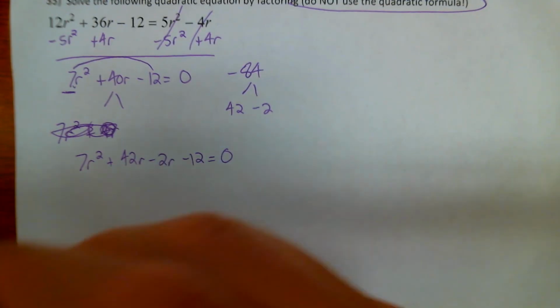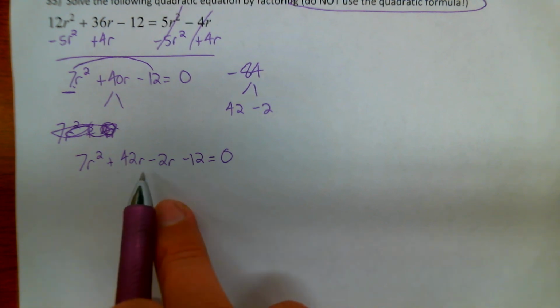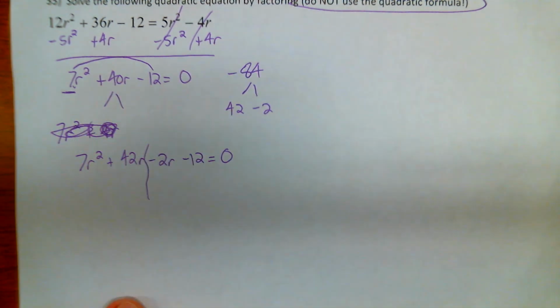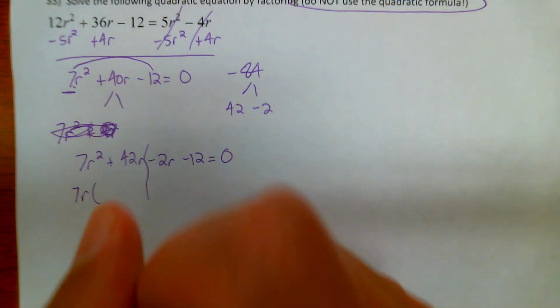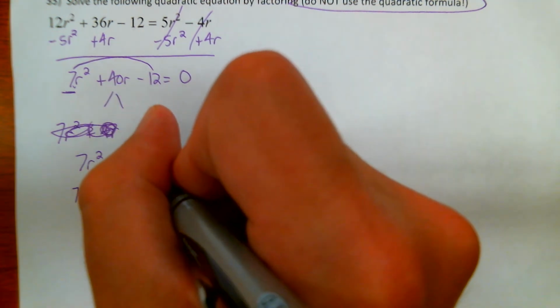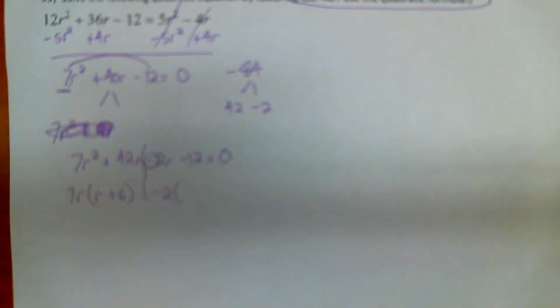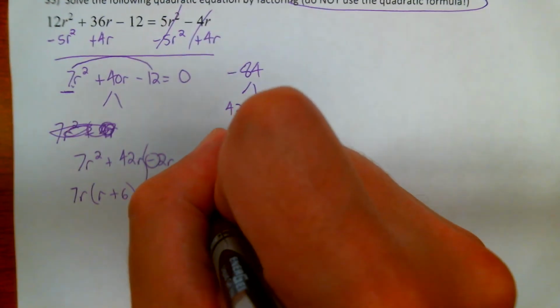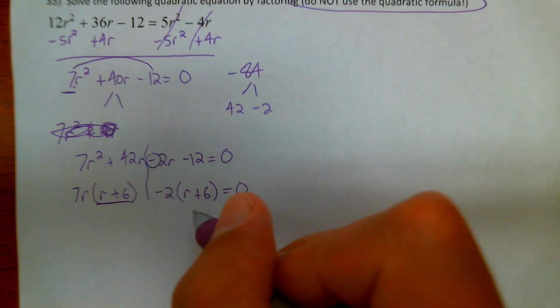Okay. Now I just split 40 into 42 minus 2. It's still 40. But now I can draw my curtain and I can factor by grouping. On the left hand side, my GCF is 7r. That's going to leave me with r plus 6. Over here, see that negative right there, guys? You got to pull out that negative. I'm going to factor out a negative 2. That will also leave me with r plus 6. Okay, so they match. That's good.